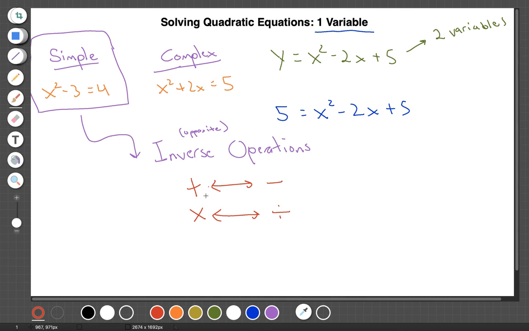And then the important one is when you square something. Well, how do you get rid of a square? Well, you square root, okay? So we're going to actually be using this square root to get rid of that squared, okay? So go ahead and make sure you got those main points down. We're talking about simple quadratics. We need to know our inverse operations, and specifically that the opposite of squaring something is square rooting.